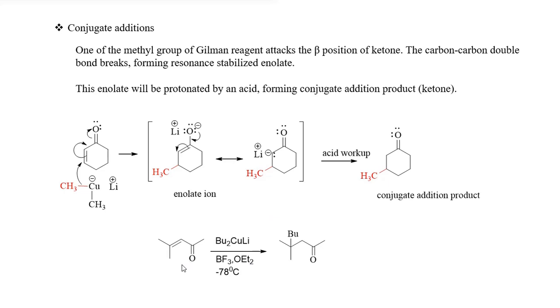One example of alpha beta conjugate addition is the reaction of an alpha beta unsaturated ketone with lithium dibutyl cuprate, the Gilman reagent, in the presence of boron trifluoride and ether at minus 78 degrees centigrade. It gives a butyl substituted ketone. Here the butyl group gets substituted at the beta position of this carbonyl group through the 1,4 addition reaction. This product is formed. Okay.